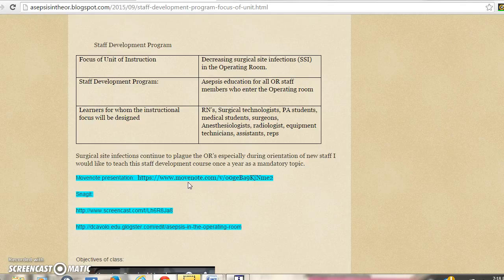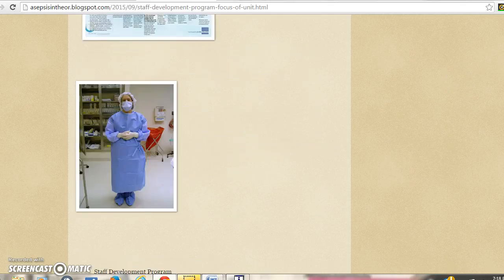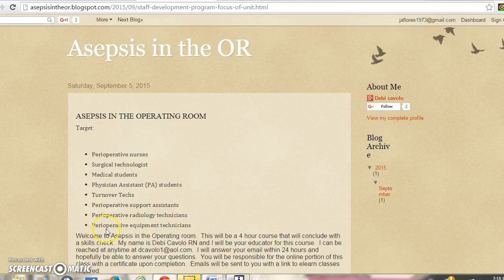In your unit of instruction, you've clearly identified your target population. May I suggest that you put this target population at the bottom with the focus of the unit, and bring up your introduction to the top, so that when someone sees the page or they open up the blog, the first thing that they'll see is the introduction to your course.